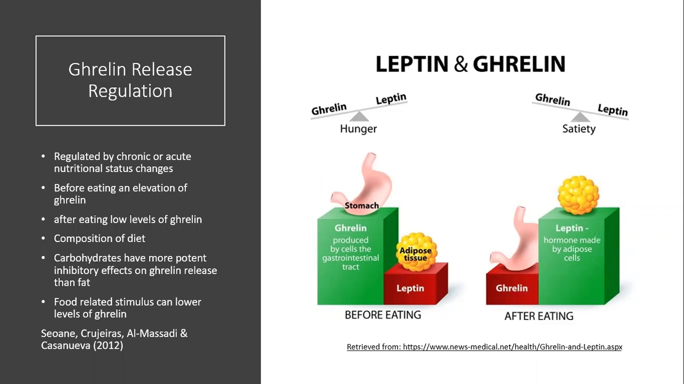Another regulating factor for gastric ghrelin release is the composition of the diet. This is because the satiating capacity depends on the nature of the different macronutrients in the food. Carbohydrates cause a more potent inhibitory effect than fat on gastric and plasma ghrelin levels. Macronutrients, amino acids, and lipids act directly on the ghrelin producing cells of the stomach to regulate gastric ghrelin release.